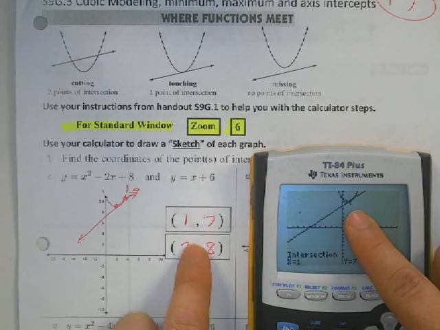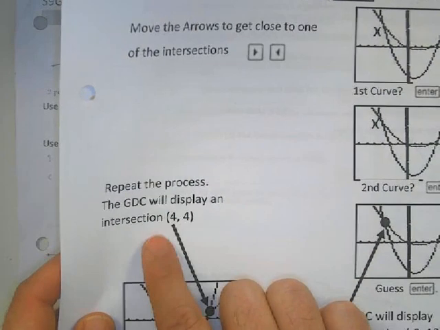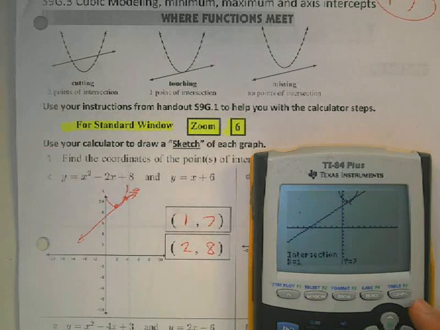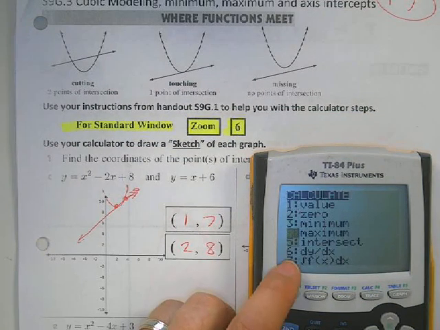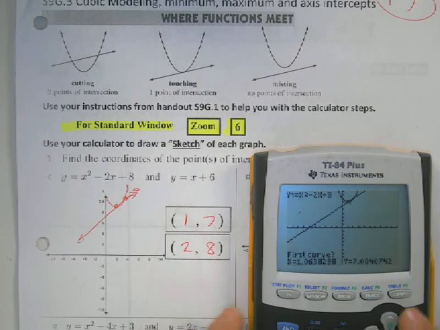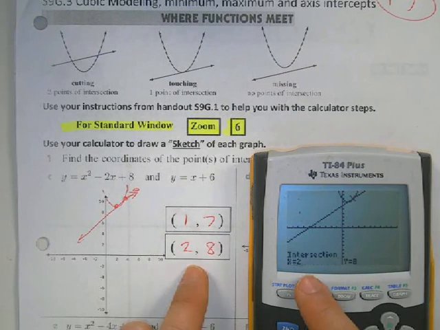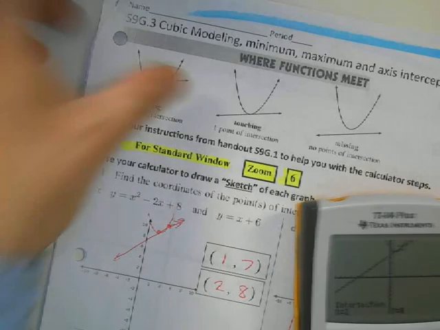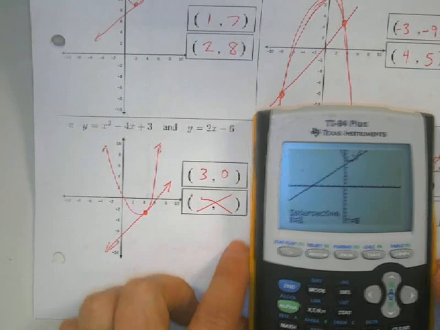Now let's find the other one, because we have to repeat the process on the GDC to find the other intersection. So what's the process? Second trace, go down to 5, intersect, enter. I'm going to move it over here, and I hit enter, enter, enter, and now I get the other one, which is 2, 8.